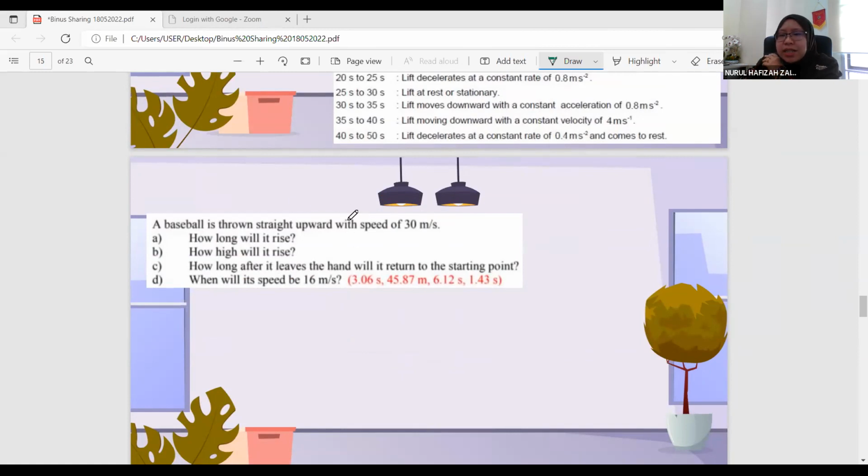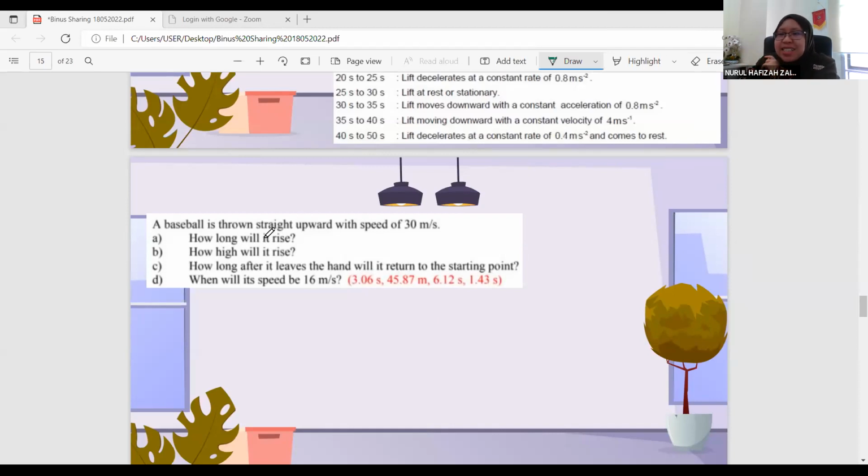What is the direction? Direction upward. But normal people will see, oh, just a ball and then throw up with a speed. But actually it's a vector. It's actually a vector.